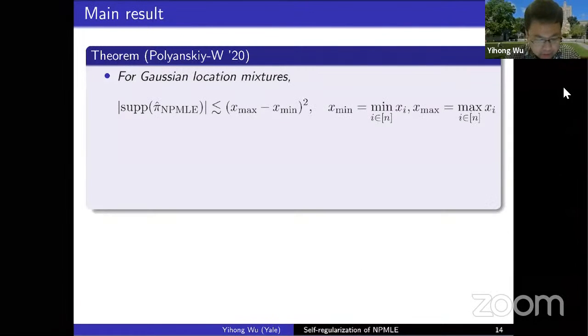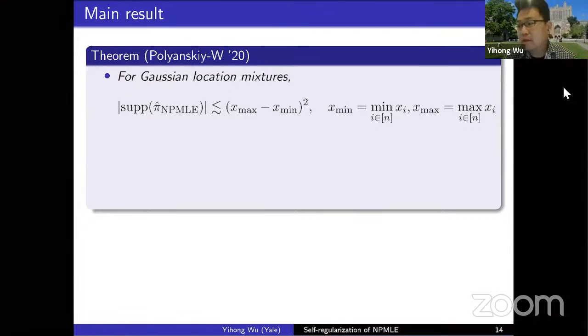So how do we understand this? The main result of this work tries to explain this, and the theorem is the following. Let me only explain what happens with Gaussian mixtures. The first result is that it's actually possible to give an upper bound on the number of atoms in the NPMLE solution using not just the sample size, but the range of the data. What we can show is that there is a universal constant such that the solution has no more than this constant factor times the maximum minus the minimum of the data points, squared. If you think of this as the range, this says the number of atoms will not exceed on the order of range squared, independent of sample size.